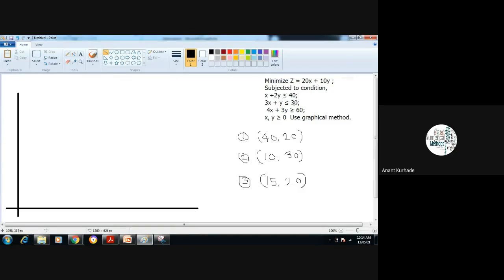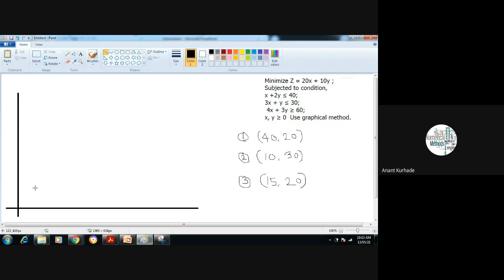We have been provided three constraints, so we have to draw three inclined lines. I have already written the coordinates for the first, 40 comma 20. Please cross-check whether these are correct. Put x equal to 0 and we get y equal to 20; put y equal to 0 and we get x equal to 40. Now the second, 3x plus y equal to 30: put x equal to 0, y is 30; y equal to 0, x is 10. And the third one, 4x plus 3y: put x equal to 0, y is 20; put y equal to 0, x is 30.